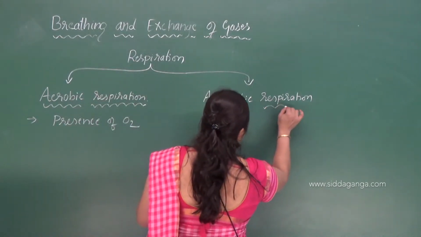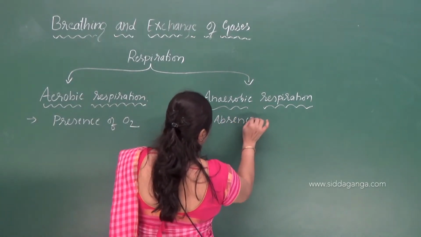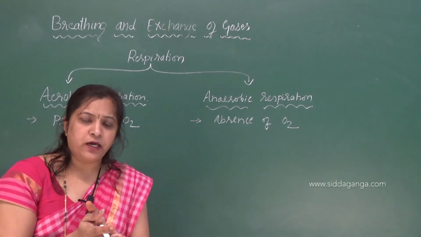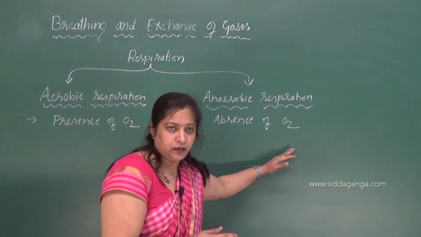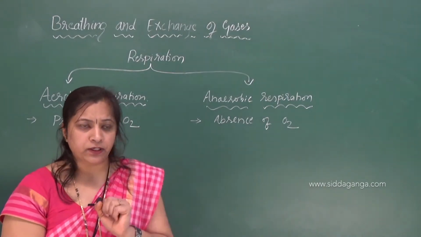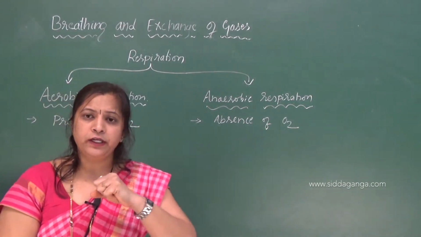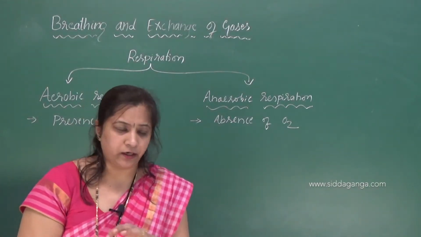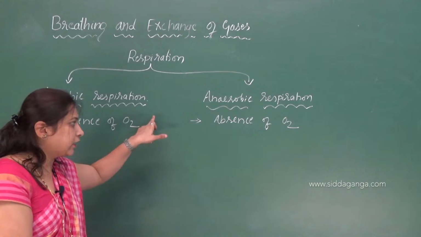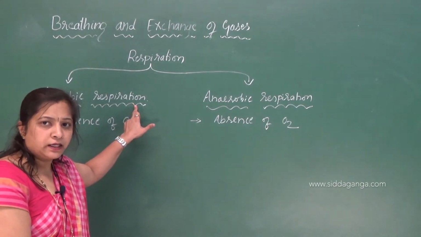Anaerobic respiration occurs in the absence of oxygen. When the food is oxidized without the use of molecular oxygen, then that type of respiration is called anaerobic respiration. I'll repeat once again. In aerobic respiration, when the food is oxidized in presence of oxygen, it is called as what? Aerobic respiration. The breakdown of organic nutrients requires oxygen.